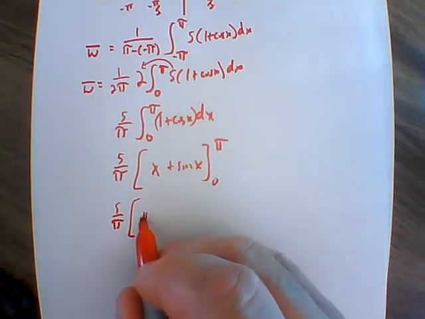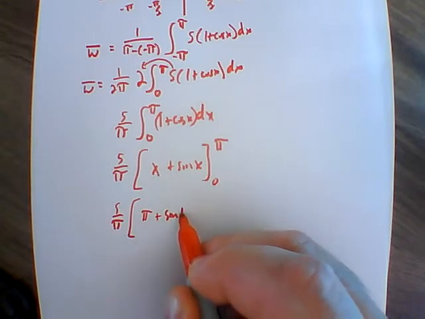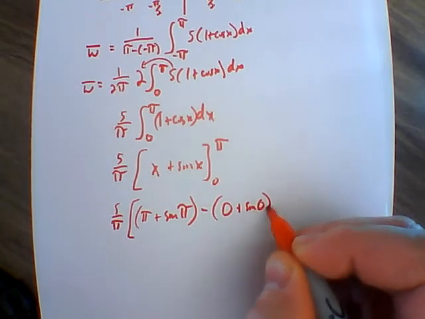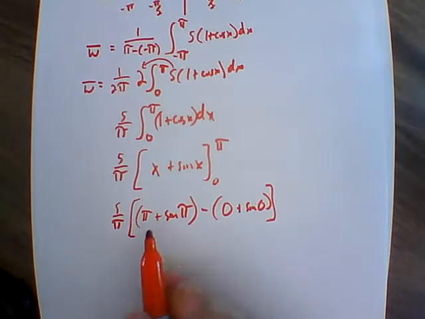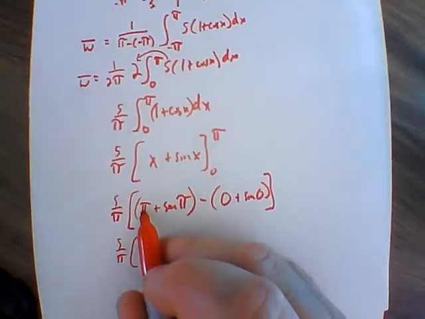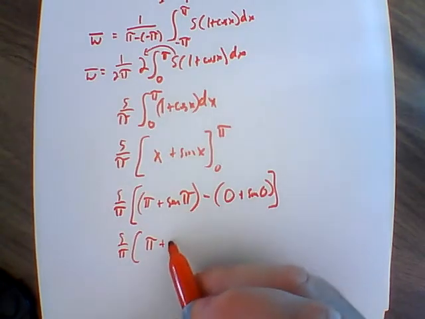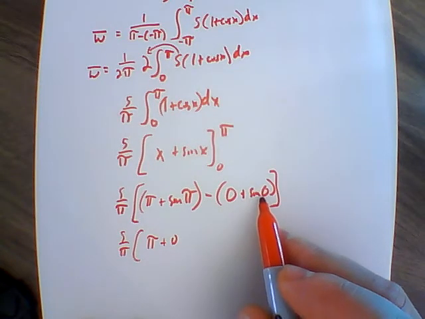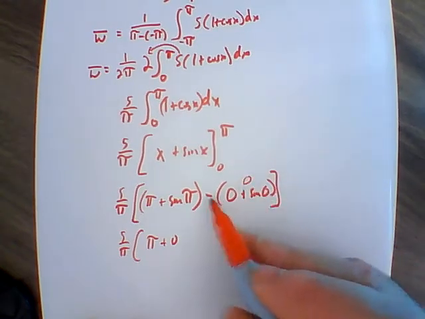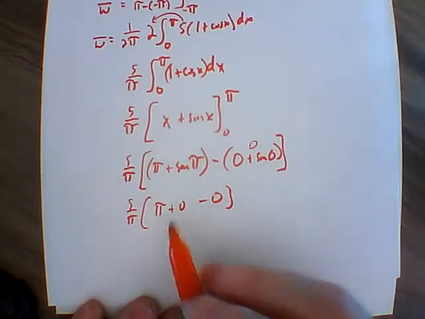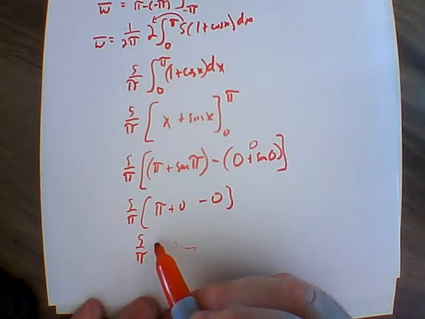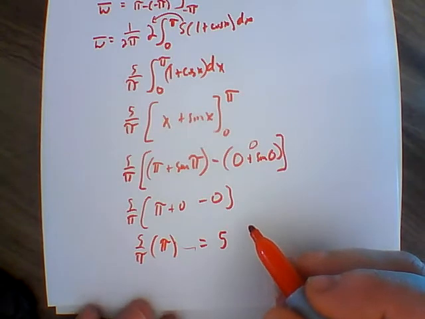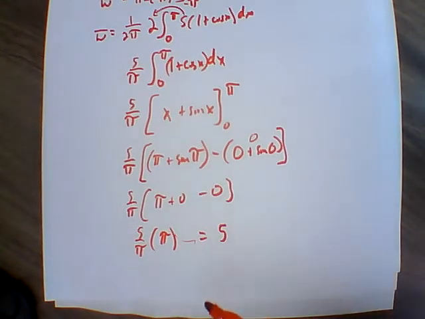Evaluating this, we're going to substitute pi in here, so we get pi plus sine of pi, minus, then we're going to have 0 plus sine of 0. If we consider this first one right here, we have 5 over pi. This is pi plus 0, because once again sine of 0 is 0, minus 0 plus sine of 0, which is 0, so this is 0 overall, so minus a 0. So basically we have 5 over pi times pi, which gives us 5. So we're seeing that the average height of this wave is 5.